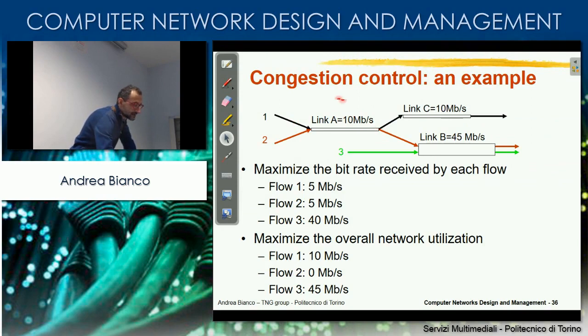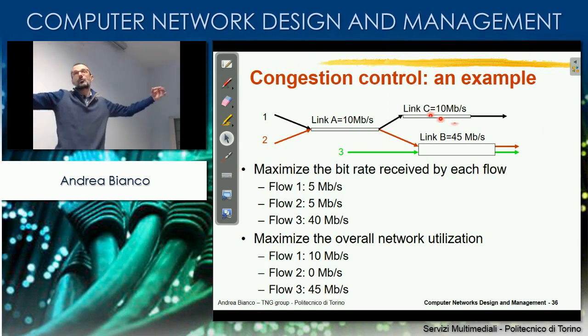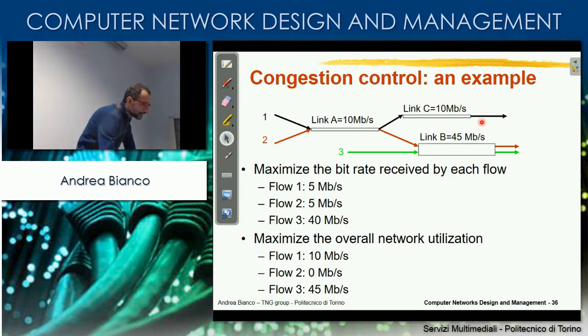And then the black is fixed to 5, so we cannot, of course, increase the rate assignment because the rate should be the same end to end. Okay? And the red is coming here with 5 megabit. I have 40 megabit left, so it makes sense to provide 40 megabit to flow 3.